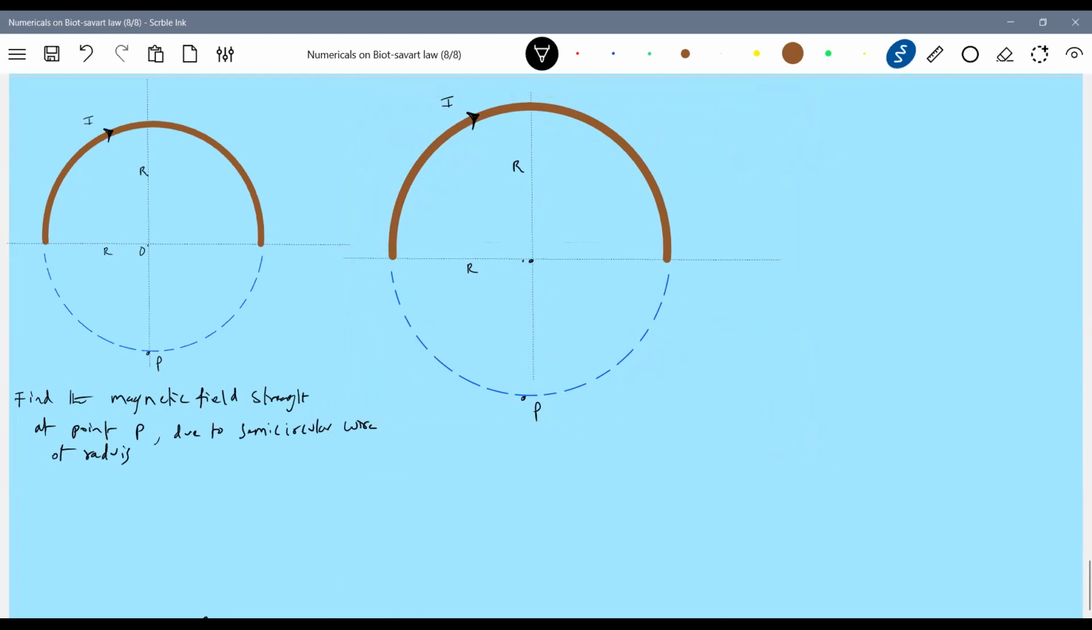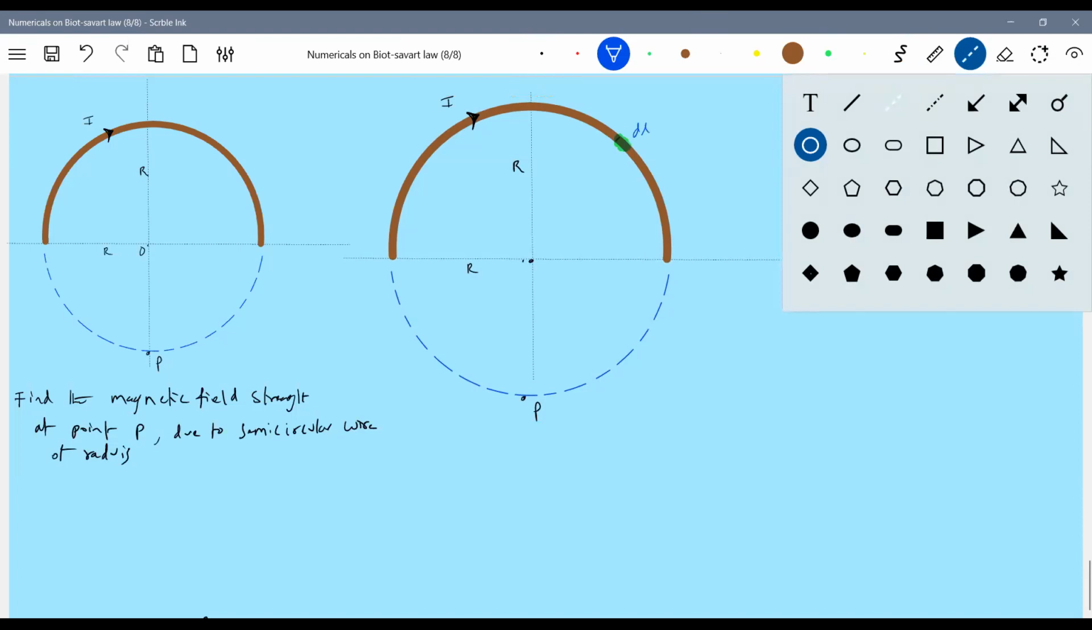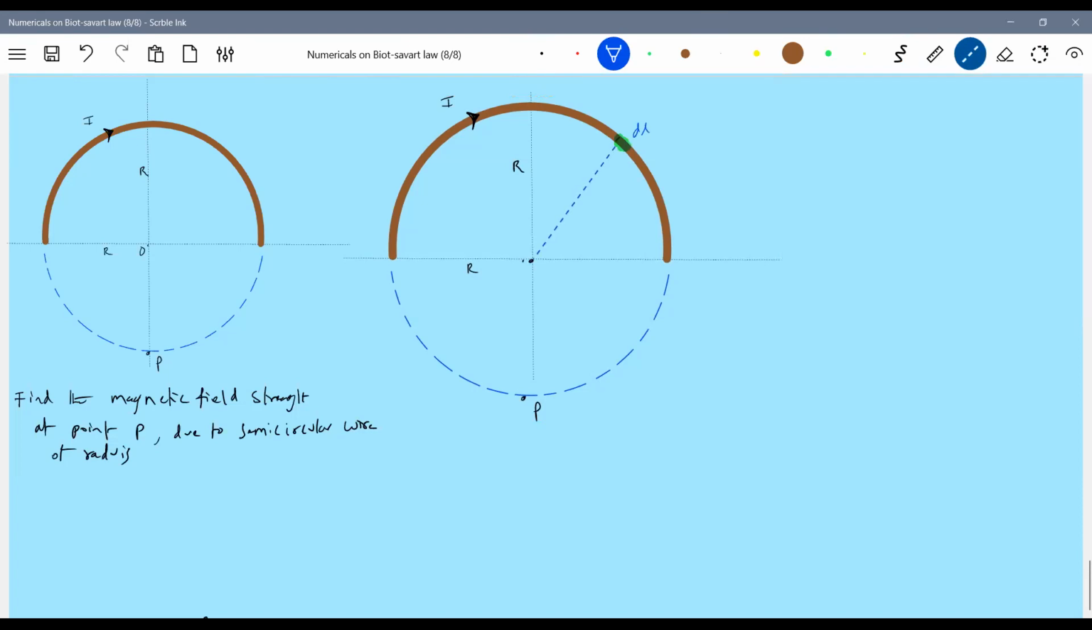What to do for this? We'll assume a current element, because there's only one alternative method available, no? We have to assume a current element. Okay, let this length be dl. We have to calculate the field at point P.